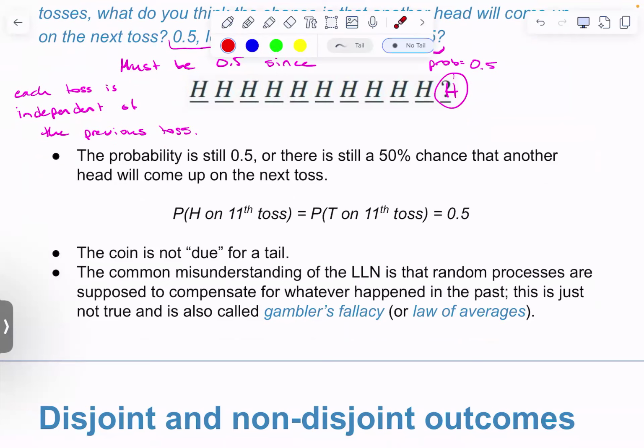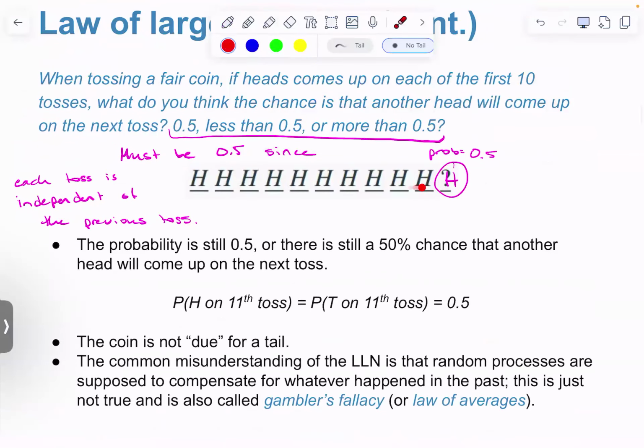You think that, okay, I've seen this very unlikely series of events, but then you have to remember that the next coin toss is just independent. It doesn't matter. It's as if it's happening for the first time all over again.